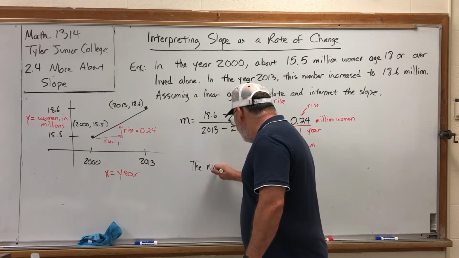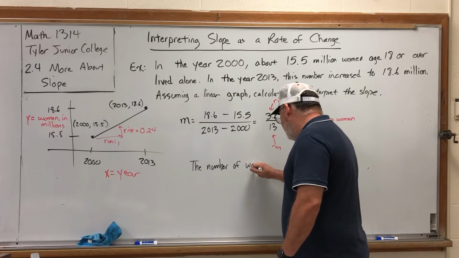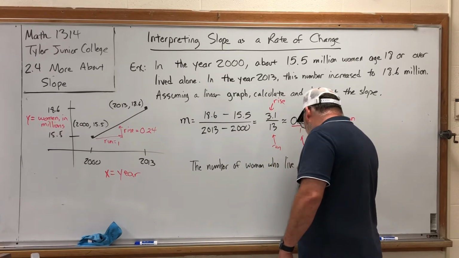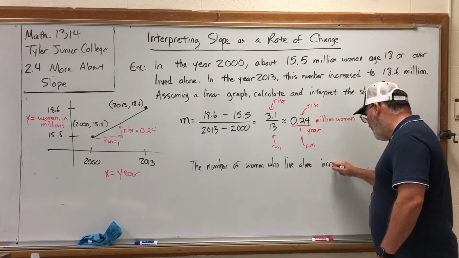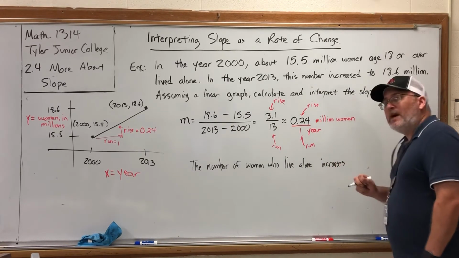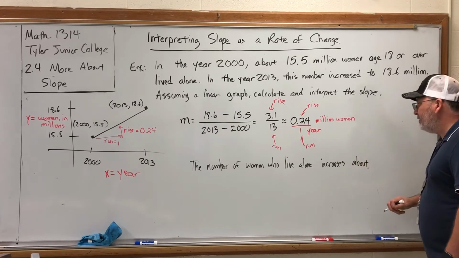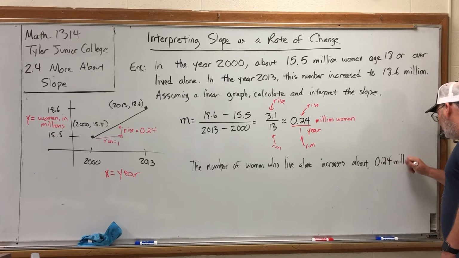The number of women who live alone increases because the slope is positive, about, because we rounded, 0.24 million per year.